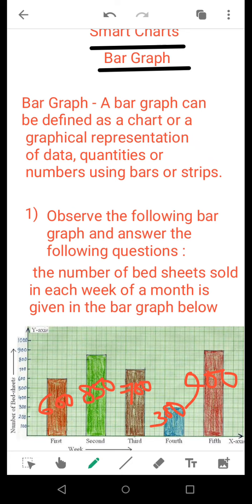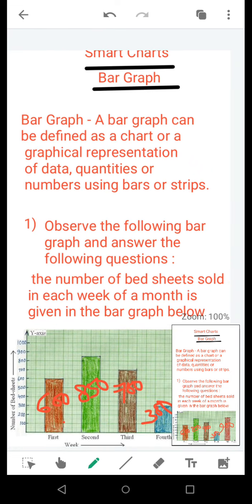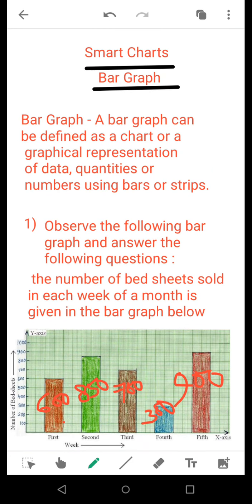So these are your comparisons: 600 in the first week, 850 in the second week, 700 in the third week, 300 in the fourth week, and 900 in the fifth week. In this manner, you can see that these are the number of bed sheets sold in the respective weeks. Okay, now let me zoom it to 100%.